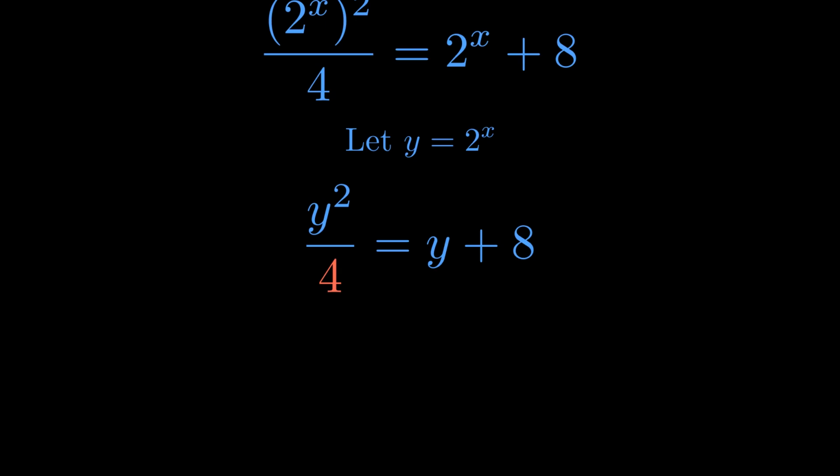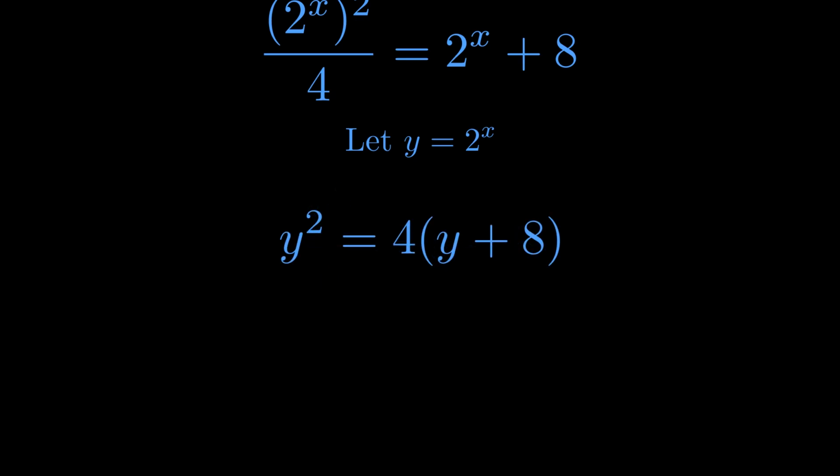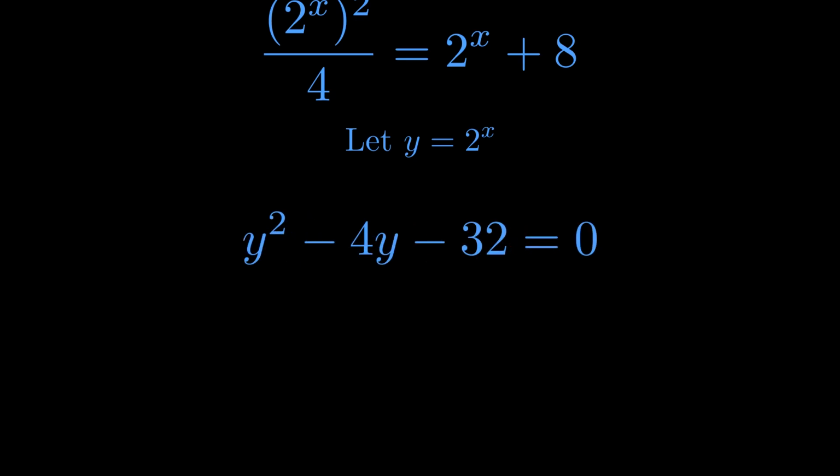To solve for y, let's first clear this denominator by multiplying both sides by 4. This leaves y squared on the left and 4 times the quantity y plus 8 on the right. Distributing the 4 gives us 4y plus 32. To solve a quadratic, we need to set it equal to 0. Let's move everything to the left side. This gives us the standard quadratic form. Y squared minus 4y minus 32 equals 0.